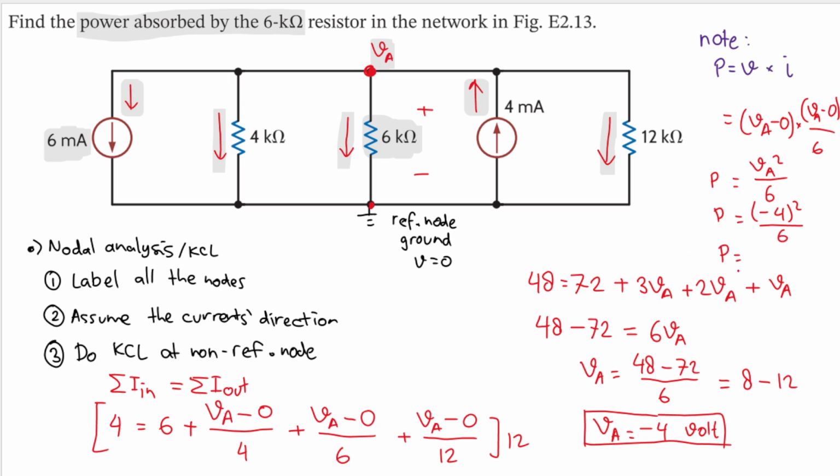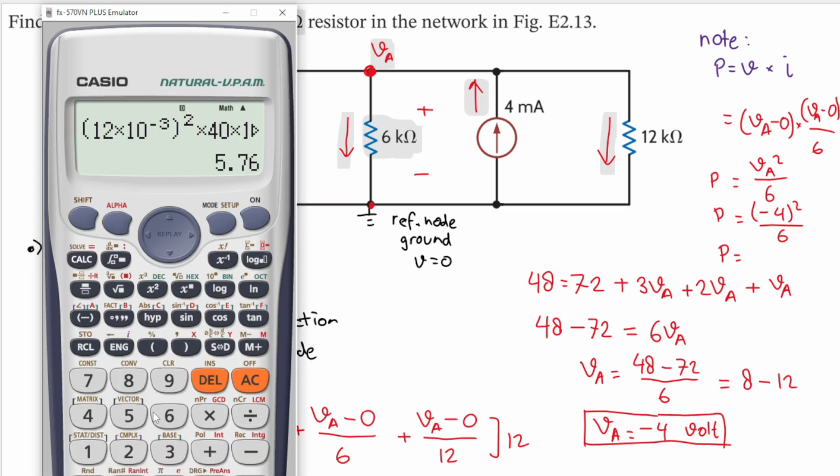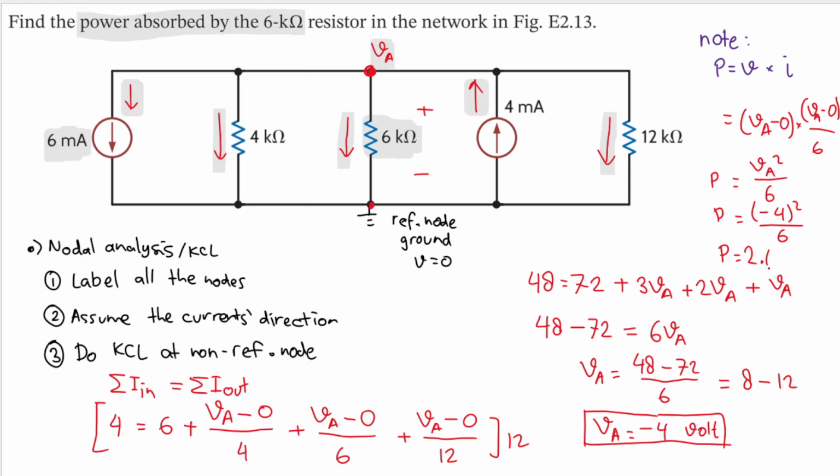And what is it? I think I just use a calculator for that. 4 squared is 16 and then divided by 6, so we will have 2.67. And I think the unit will be in watt here. Oh no, the unit will be not in watt but in milliwatt. Why? Because the current is in milliampere and the voltage is in volt, right? So I will have milliwatt here. So the power here is 2.67 milliwatt.